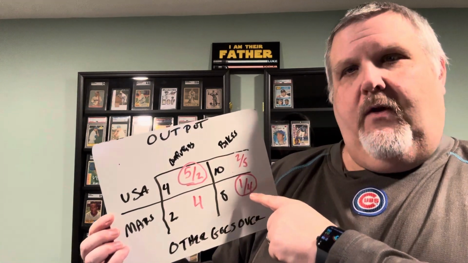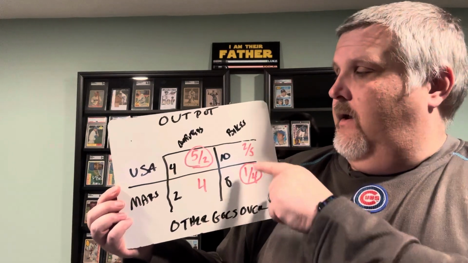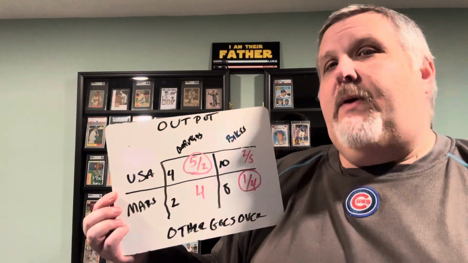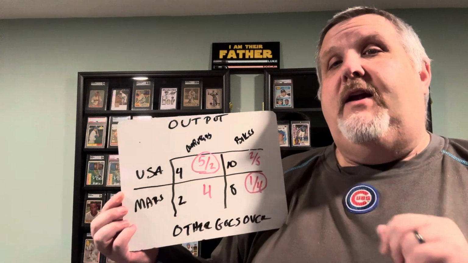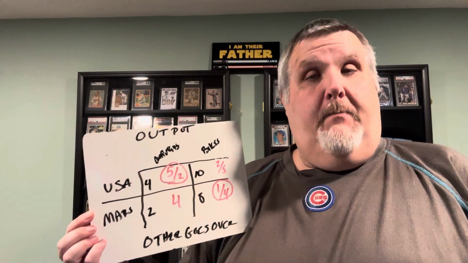I'd rather pay 1/4. So that means Mars has a comparative advantage in bikes, and the USA has a comparative advantage in computers. The United States should specialize in computers and trade with Mars for bikes.